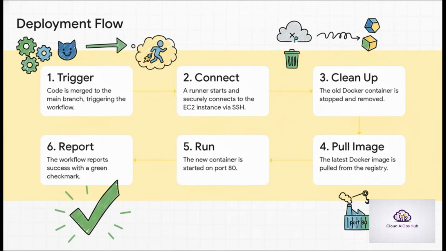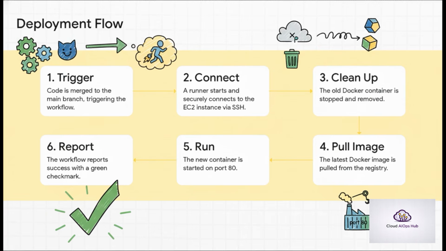First, it all kicks off when a developer merges their code into the main branch. That's the signal. Instantly, GitHub Actions spins up a brand new, clean virtual machine, a runner. The runner then uses that secure SSH key from GitHub Secrets to connect to our EC2 instance. Once it's in, it gets to work. First, cleanup. It stops the old Docker container, then it removes it completely, no leftovers.